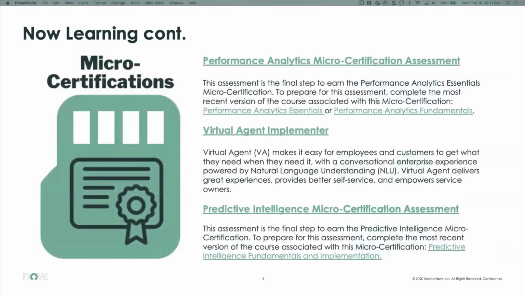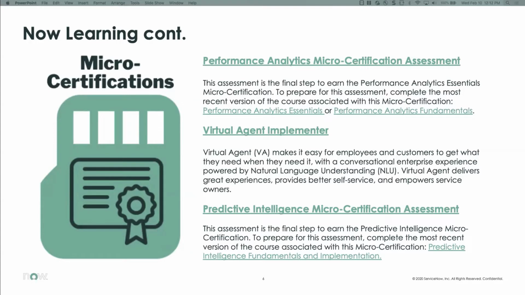So micro certifications, there's a few of those that are out there. So the Performance Analytics Micro Certification Assessment, basically after you do the Performance Analytics Essentials, you can actually do the micro certification. And that is a quick 10, 15 question open book type style test that you can actually get a certificate with. And we have the same thing for Virtual Agent and also Predictive Intelligence, which align closely with our same organization. So there's some things that you can definitely do with the two of those and enhance it with performance analytics. But those are some micro certs that are out there.